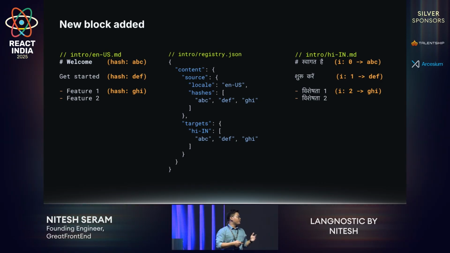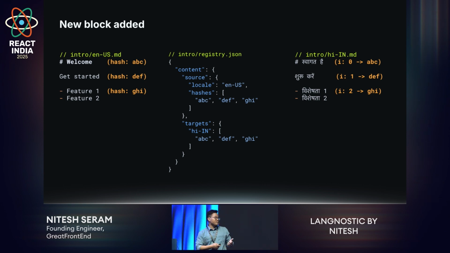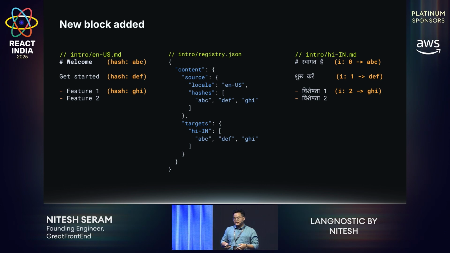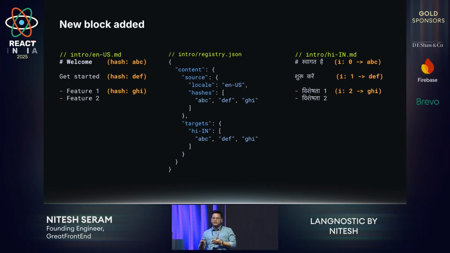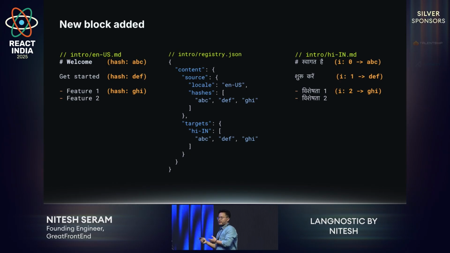Now let's look into a few of the operations involved in a Markdown file. Firstly, let's look at when a new block has been added into the Markdown file. This is a state where the source file is completely translated into the target language. You have the registry file, the target file, and the source file, so everything is in sync until now.